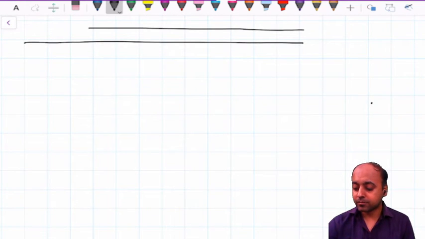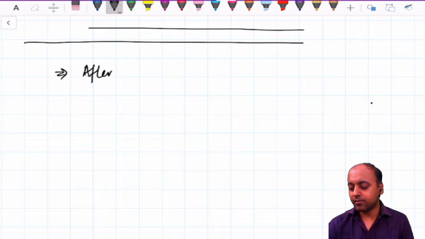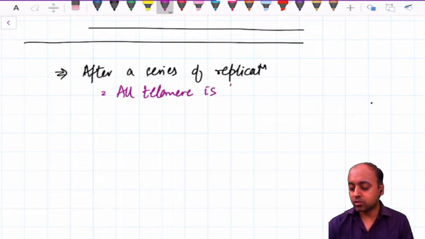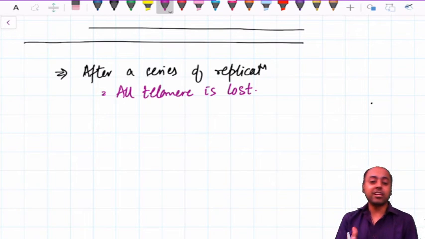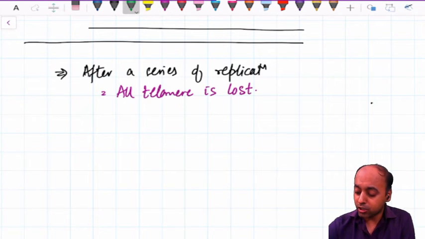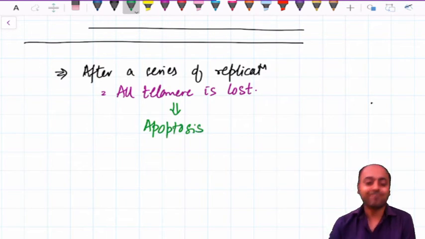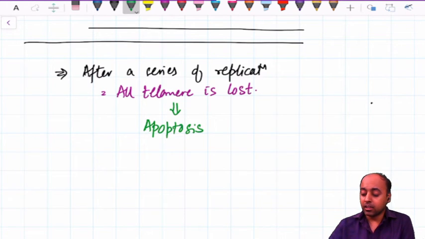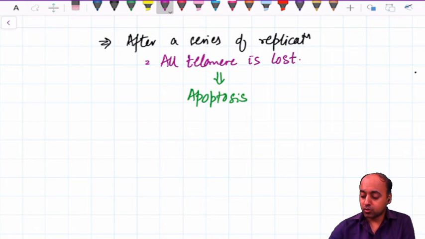As a result, after a series of replications, all telomere is lost. And remember, what is the function of telomere? It stabilizes the end of DNA. It prevents apoptosis. So once all the telomere is lost, apoptosis will occur. This means a cell can divide only a certain number of times. After that, if it divides further, the cell will die. This is particularly true for somatic cells.